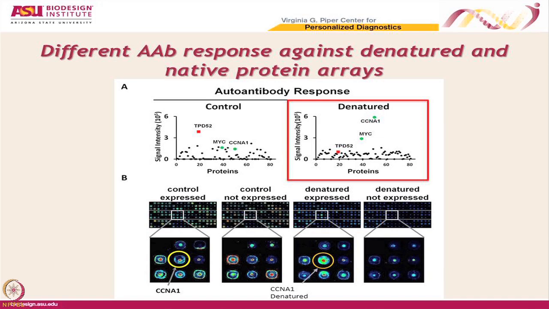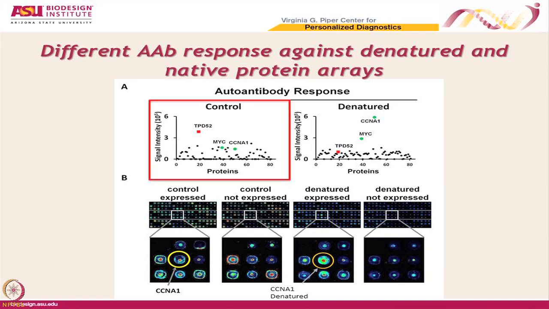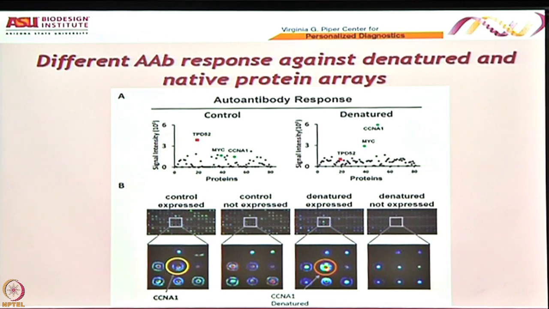Here you see the denatured protein, and then here you see the under standard conditions. And here you can see that this antibody here specifically detects under standard conditions, whereas these two antibodies only detect cyclin A and MYC under denatured conditions. So that patient's serum response was different depending on whether they were folded or whether they were not folded proteins. I think you can see that response here, that it's binding to the denatured protein, whereas you don't see it so strong in this guy here. Okay? Any questions on that part?